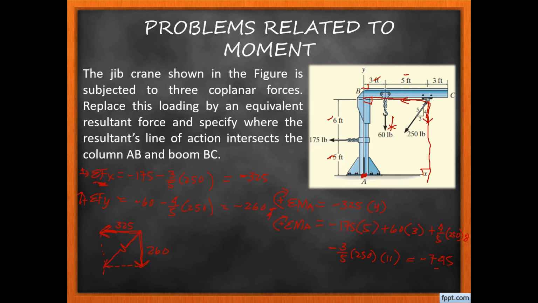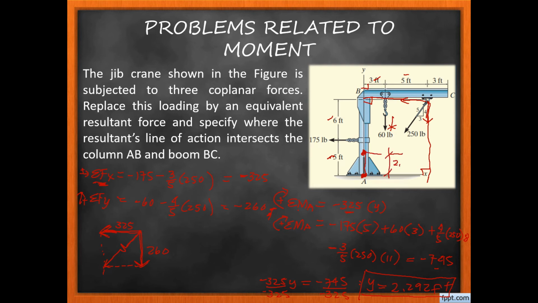Okay. So i-equate natin ito dito sa equation natin. So meron tayong negative 325 y equals to negative 745. So kung i-divide natin both sides by negative 325, makukuha natin yung value ng y, which is equals to 745 over 325. So mayroon tayong y is equals to 2.292 feet. Okay?